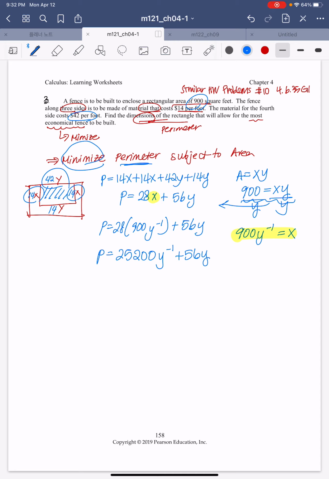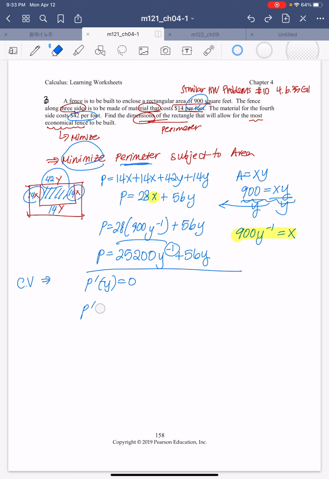To find the minimum value, we'll take the first derivative. So we need to find the critical value. So that is the first derivative function. Set it equal to 0. So let's take the first derivative. So that means negative 1 comes down. So I have negative 25200 y to the negative 2 plus 56, in terms of y. Let's set that equal to 0.